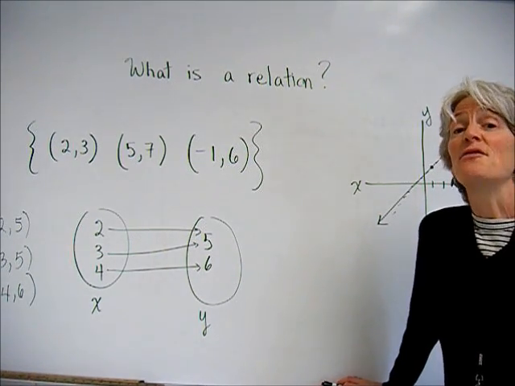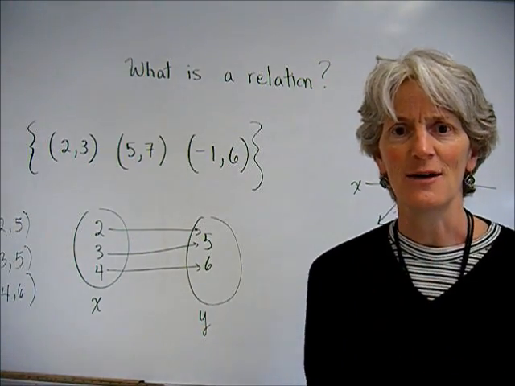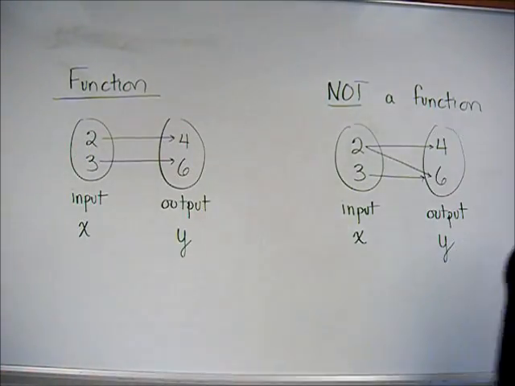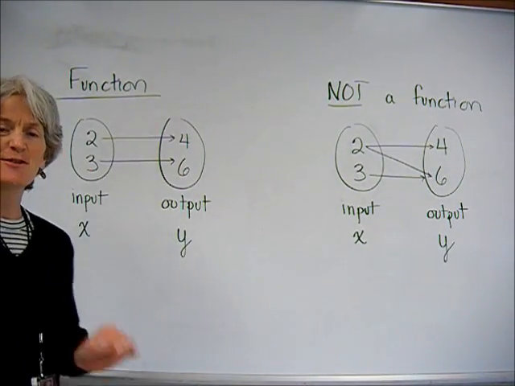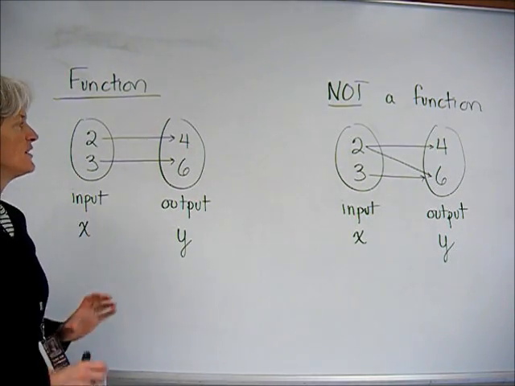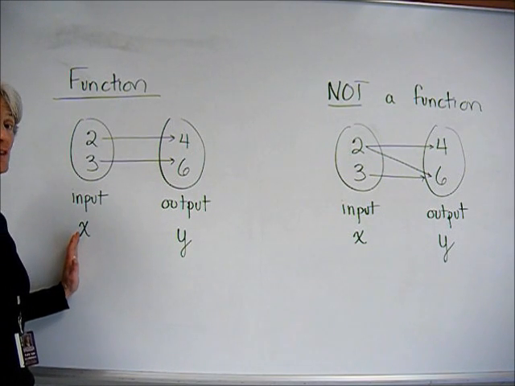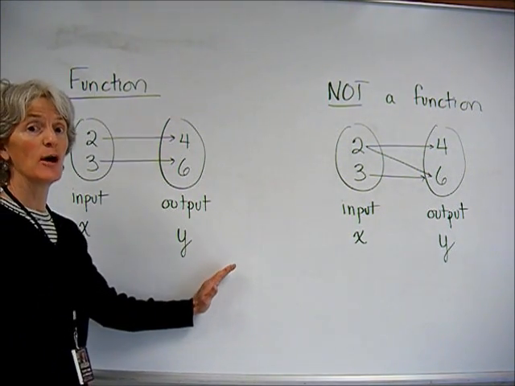So now, what is a function? Okay, we are about to find out. So a function is a relation, but it's a special kind of relation. A function is a relation where each x value, each input, goes to exactly one output.